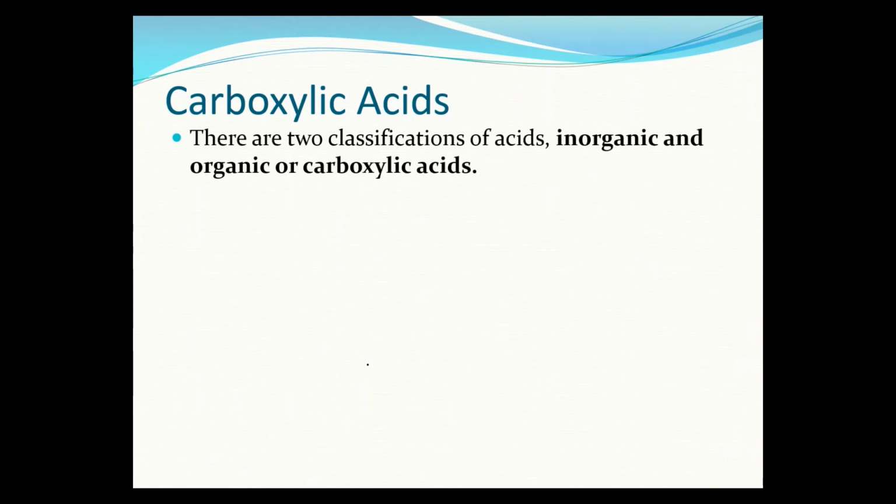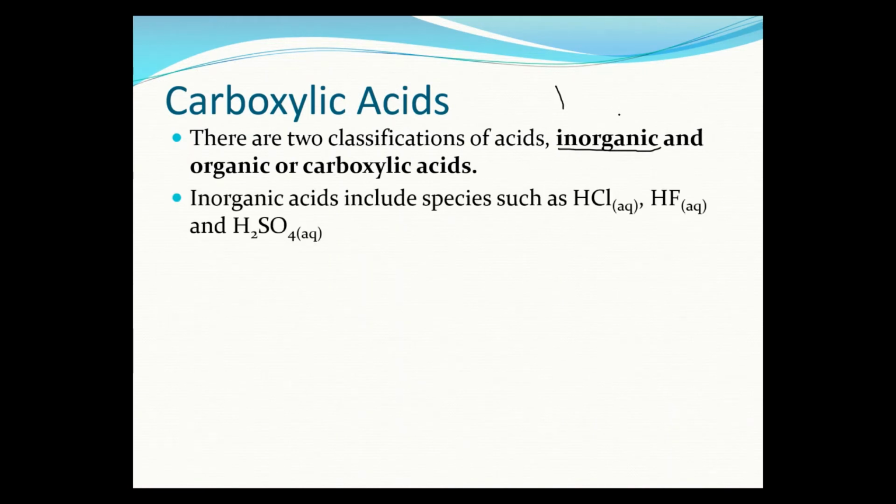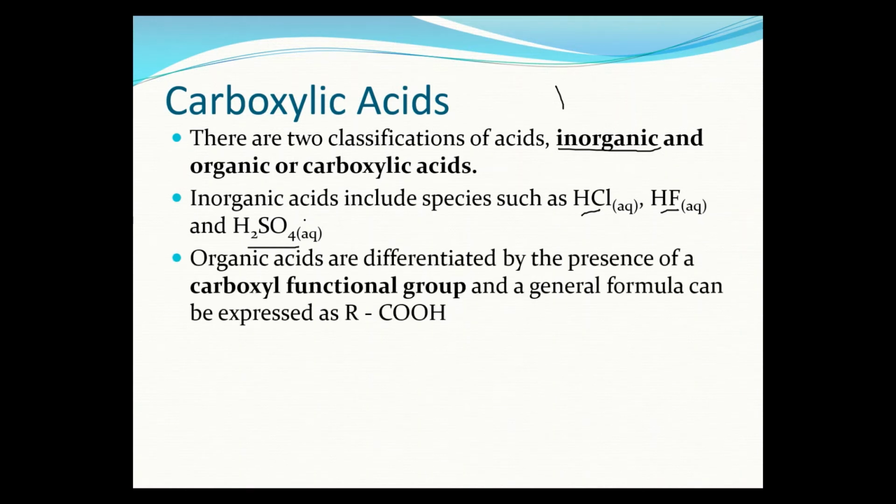Okay, so our next functional group is carboxylic acids. So there are 2 classifications of acids. There's inorganic, and we give examples here, which are HCl, HF, H2SO4. So you can see there's no carbon, so it's inorganic. And then the other one are organic acids, and that's when you have carbons attached to it. So all organic acids have this COOH carboxyl functional group, which we talked about before. The COOH shows that it's an acid.